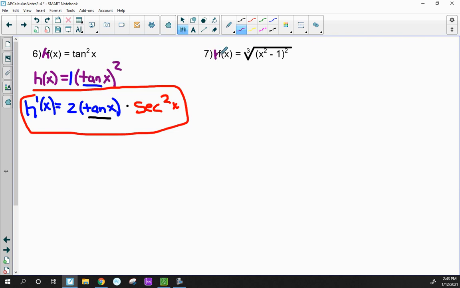Okay. Keep it going here. Here's my new number 7, my new function h of x. I've got the cube root of x squared minus 1 quantity squared. When I see square roots, cube roots, any type of radical, my first thought is always to rewrite it as a fraction power. So I'm going to do that here. Power on the binomial is 2, and the index is 3. So recall from the past, you take the power, it becomes the top number of the fraction, and the index number becomes the denominator.